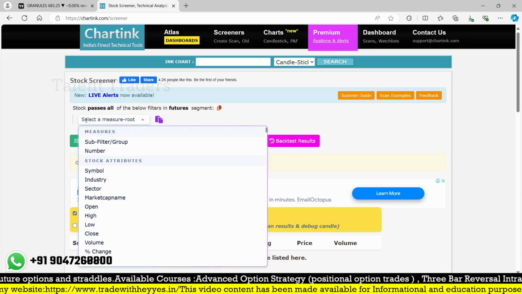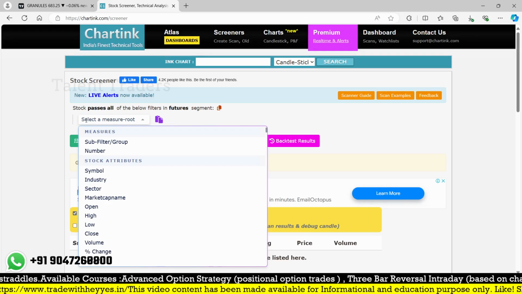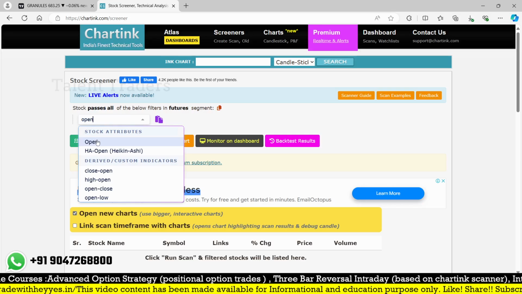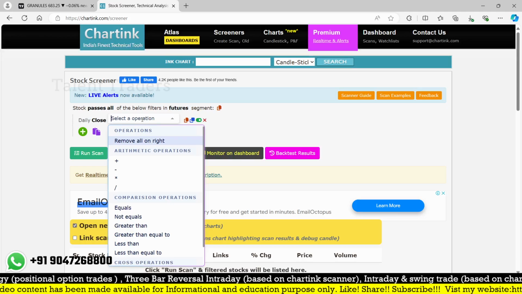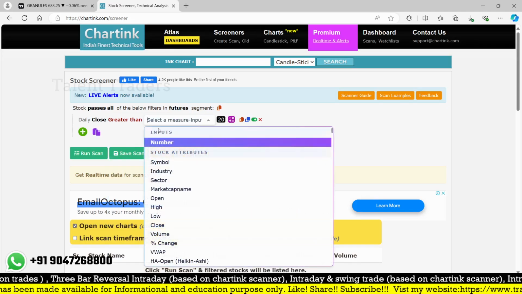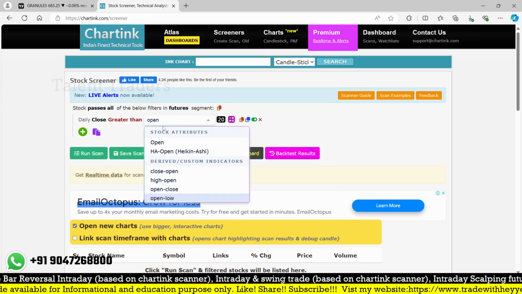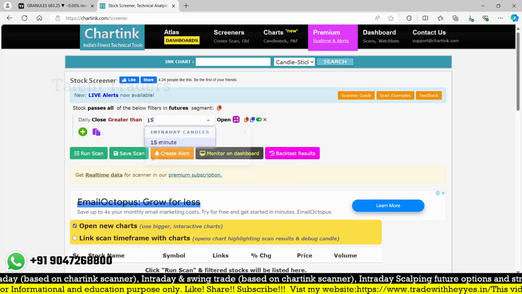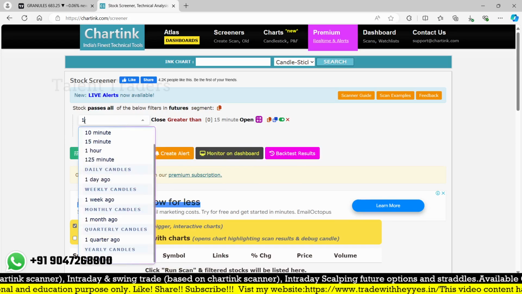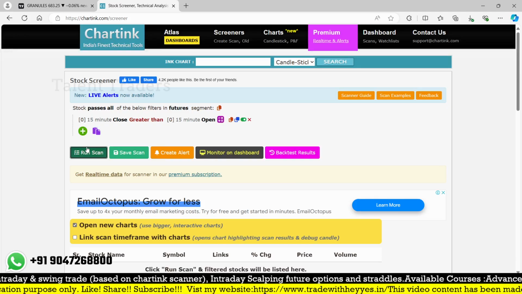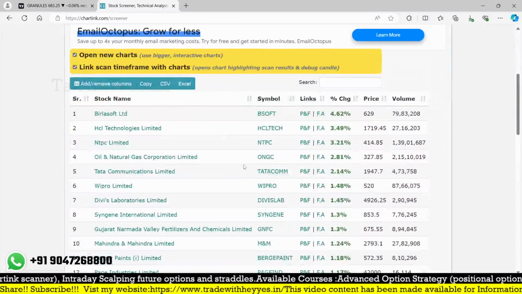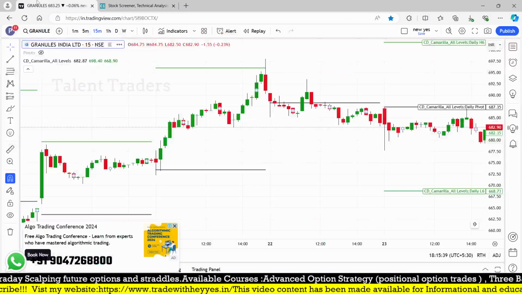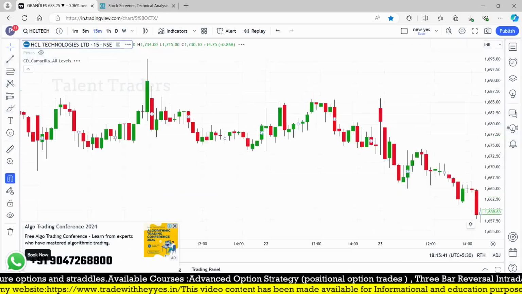Okay, let me create those candle conditions. First of all, that should be a red candle, right? So the open should be greater than the close price. So it will fetch a negative candle. If you look, these are all the stocks which closed negative on the last candle. Maybe randomly you can check whether this condition is working or not.